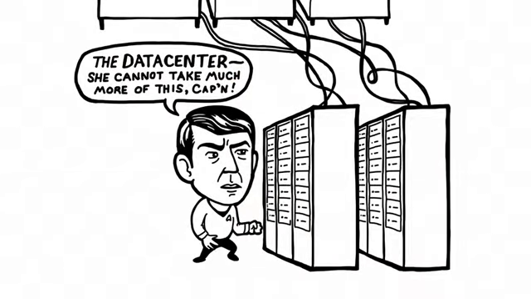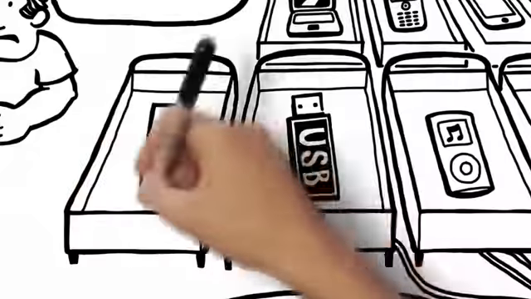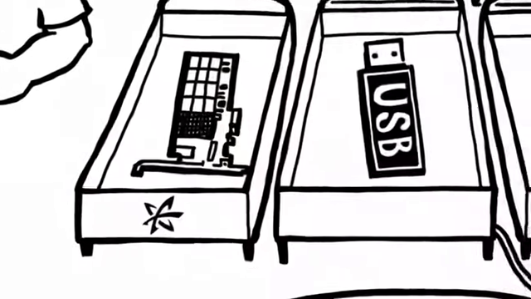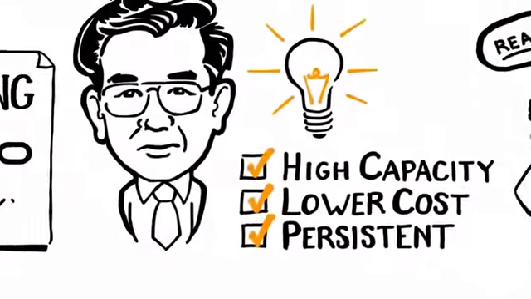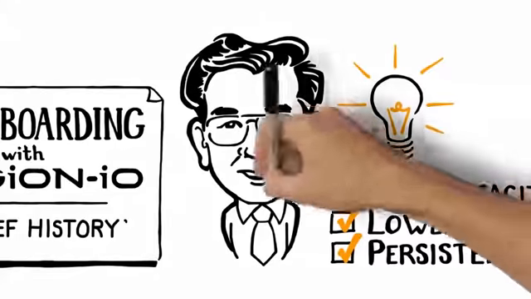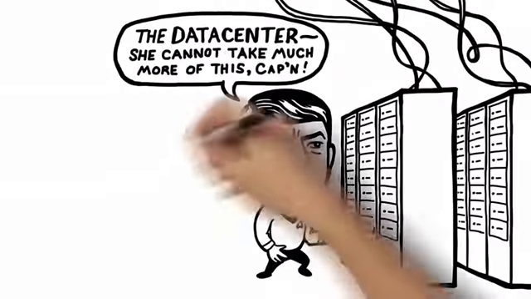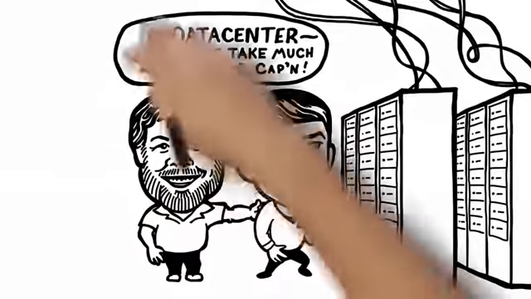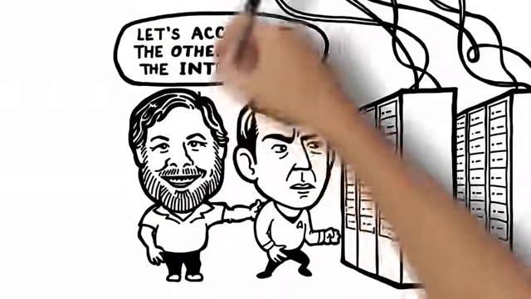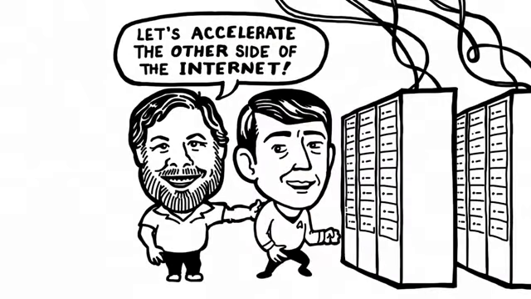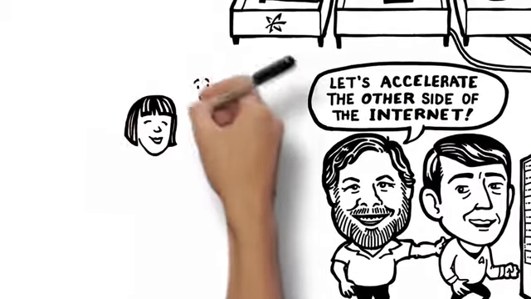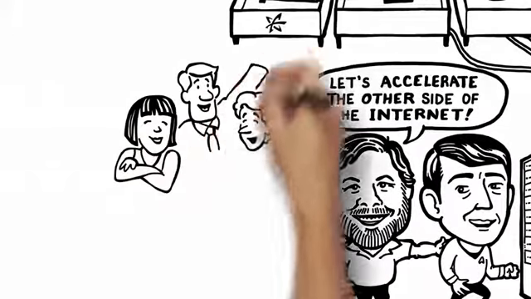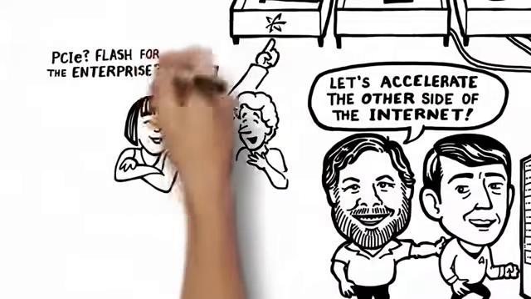That changed in 2007 when a small Salt Lake City startup called Fusion.io had the same idea as Dr. Masuoka and saw that flash could be used as a new memory tier for servers. Fusion.io started developing flash to accelerate the other side of the internet, as Steve Wozniak started to say. In the beginning, the rest of the industry laughed at Fusion.io for putting flash in the server using PCI Express.